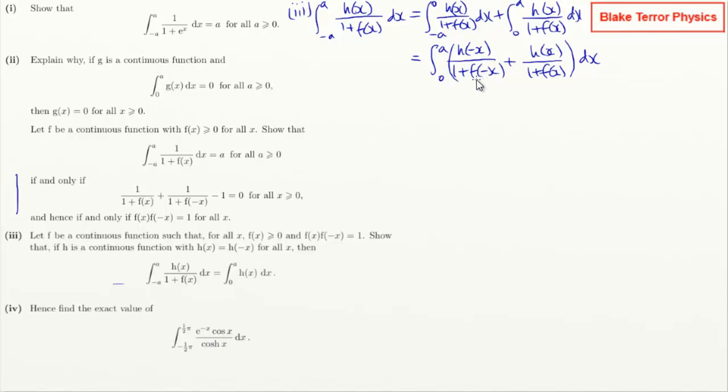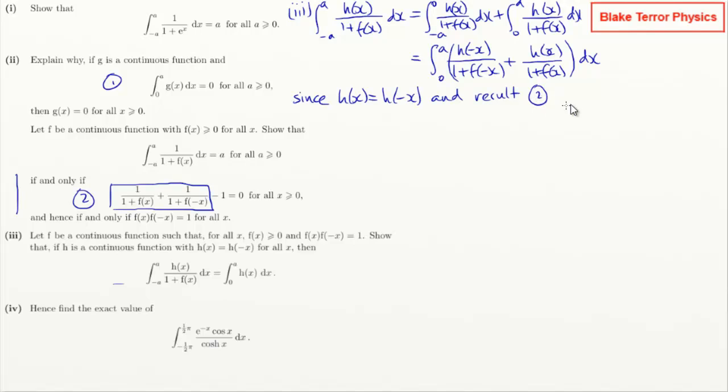And then I need all the rest of it to just disappear. So that must be the result that we had for f of x, which, yes, it is. Because 1 over, well, this bit of it, that's the bit that I've got. So that's equal to 1. So, since we've got h of x equals h of minus x, and result, let's call that one 2, I think I called this one 1 previously, we can say this is equal to the integral from 0 to a of h of x dx.